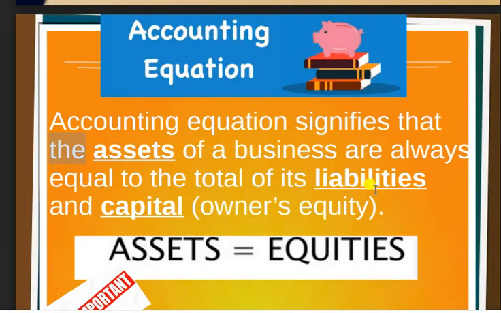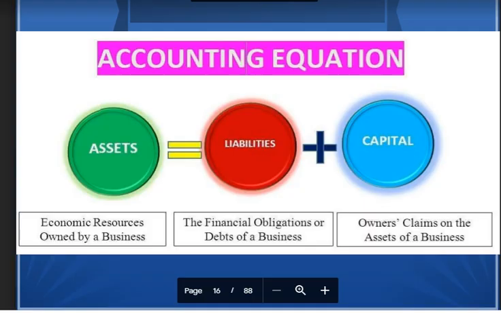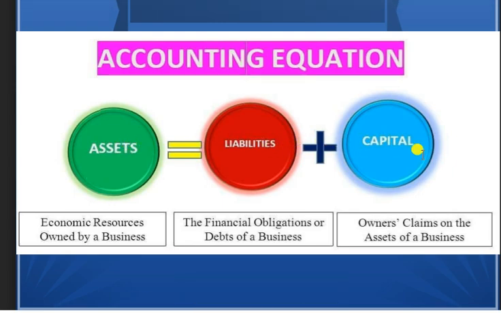Good morning, friends. Today I am going to talk about the accounting equation. The accounting equation is based on the dual aspect concept of accounting. Accordingly, the assets of a business are always equal to the total of its liabilities and capital. Capital is known as owner's equity. So, assets are equal to equities. The accounting equation is: assets equal liabilities plus capital.